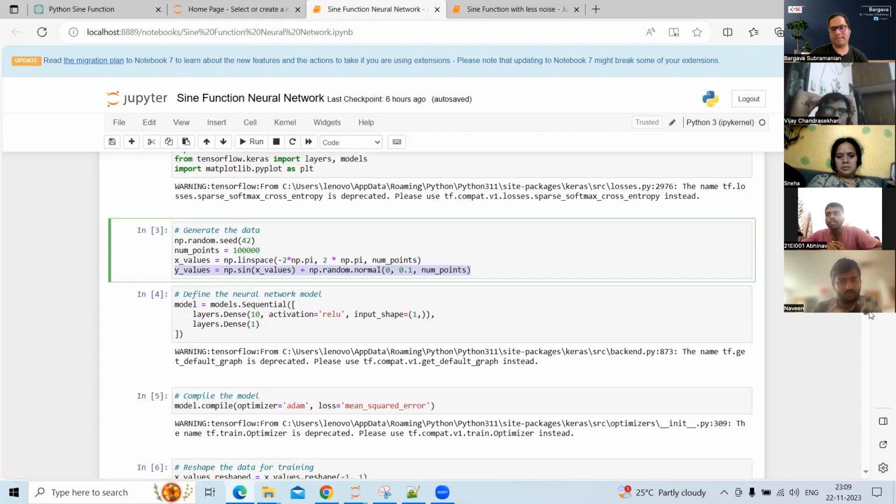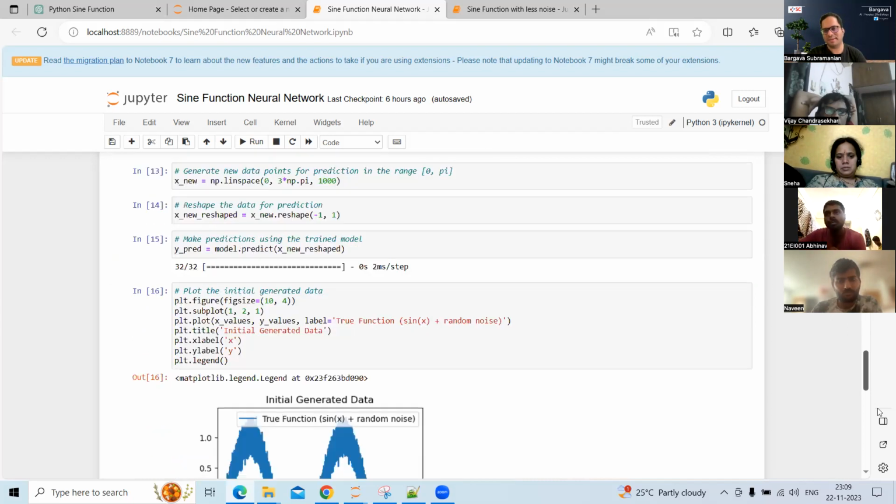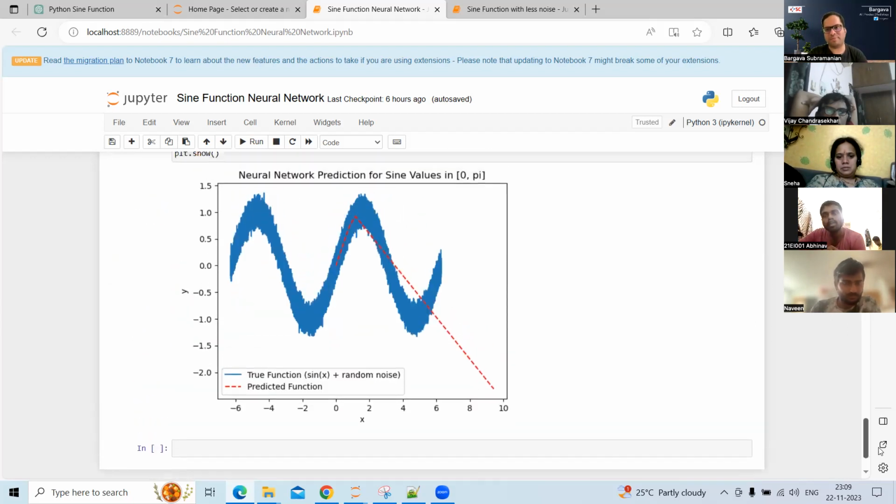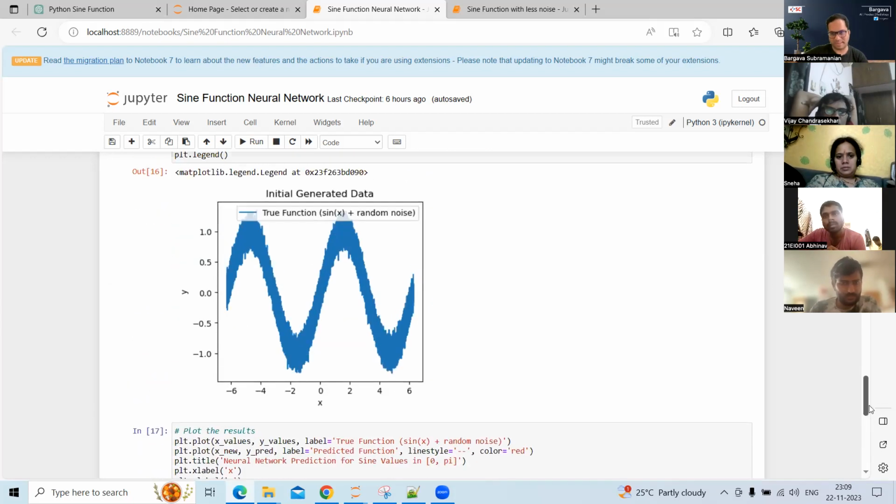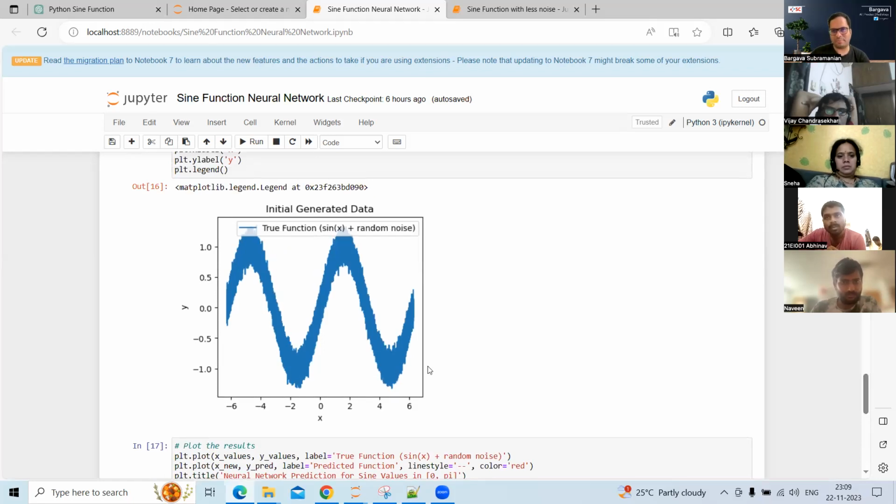I will tell you why. Because if you're taking 100,000 data points between minus 2 pi to plus 2 pi, then the values are probably going to be very, very close to each other. And that's why sometimes the values are going to be less, sometimes the values are going to overshoot, and that's why you get the thicker one.